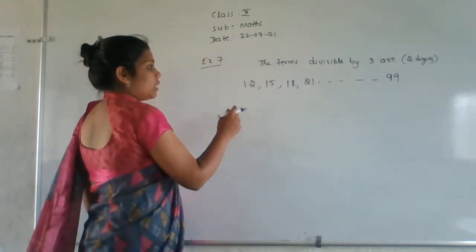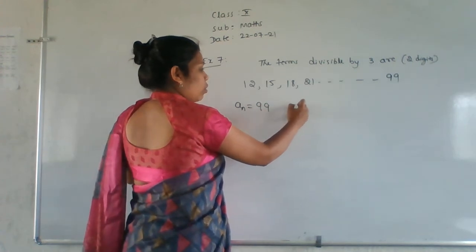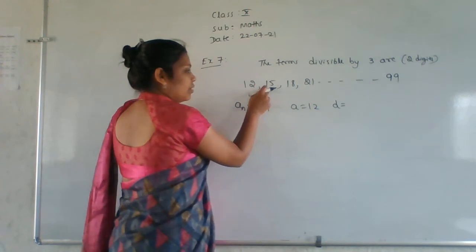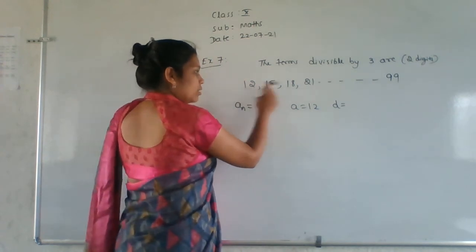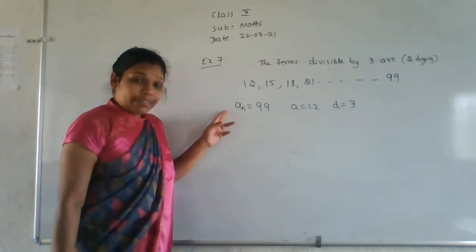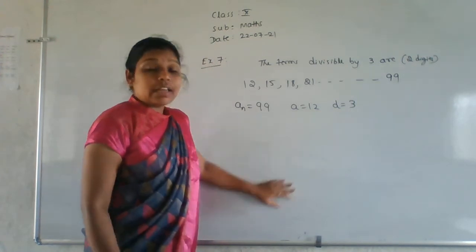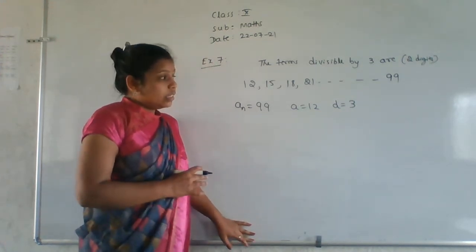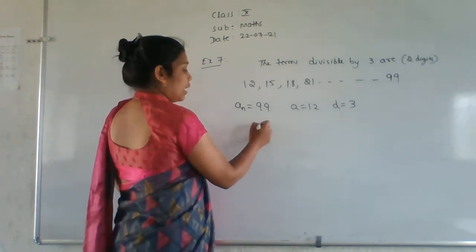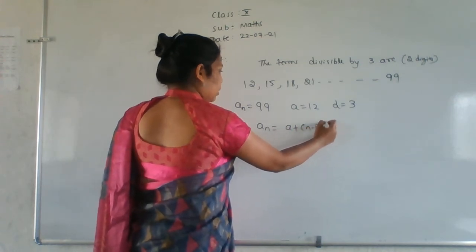Okay, so now we check, the last term is an, they given here 99. What is the value of a here? 12. And the difference 15 minus 12 is 3. Okay, we have here the a value as well as the d value. Now our intention is to find the n value. Okay, to find the n, again use the formula an is equal to a plus n minus 1 into d.